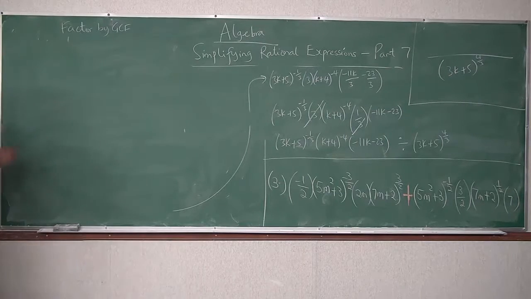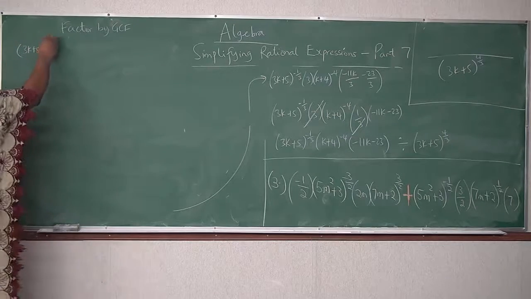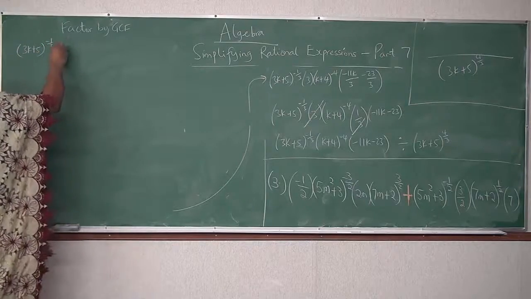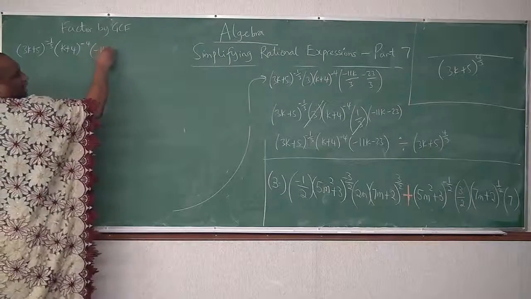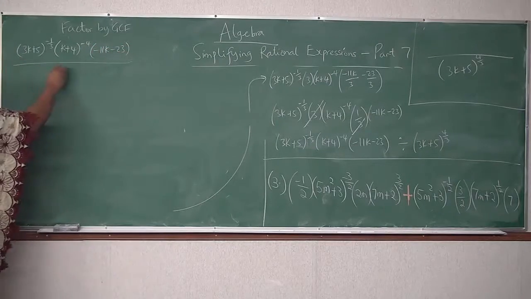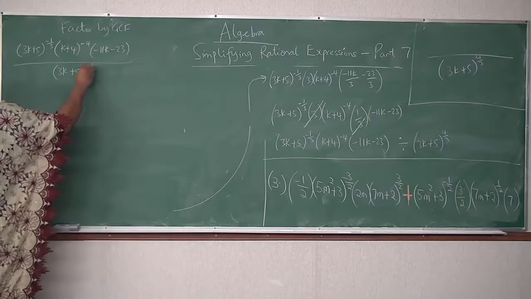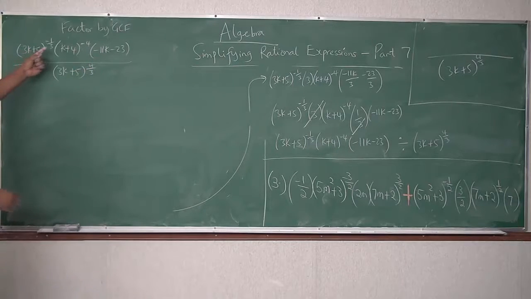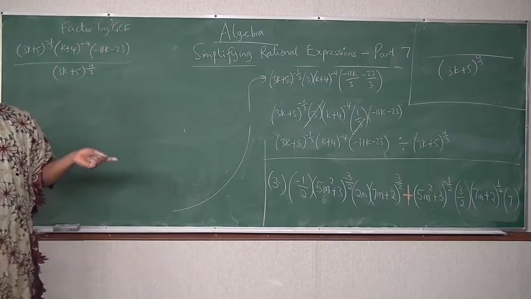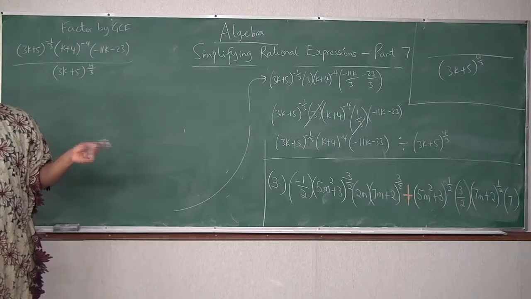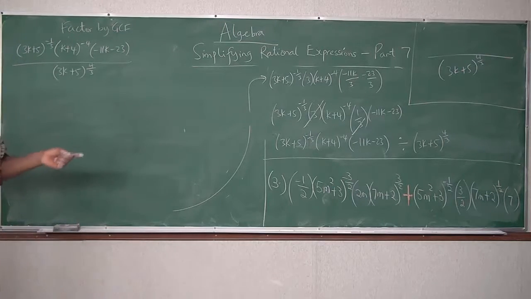So we now have 3k plus 5 exponent negative 1 over 3 times k plus 4 exponent negative 4 times negative 11k minus 23 all over 3k plus 5 exponent 4 over 3. Okay, so I'm going to bring this down here, and I'll bring this down here, if I want only positive exponents. Please view the videos I did on exponents, all the videos in that playlist.